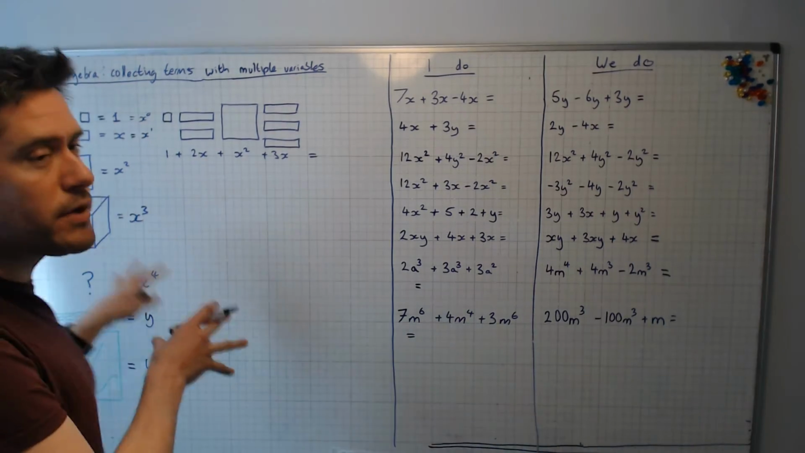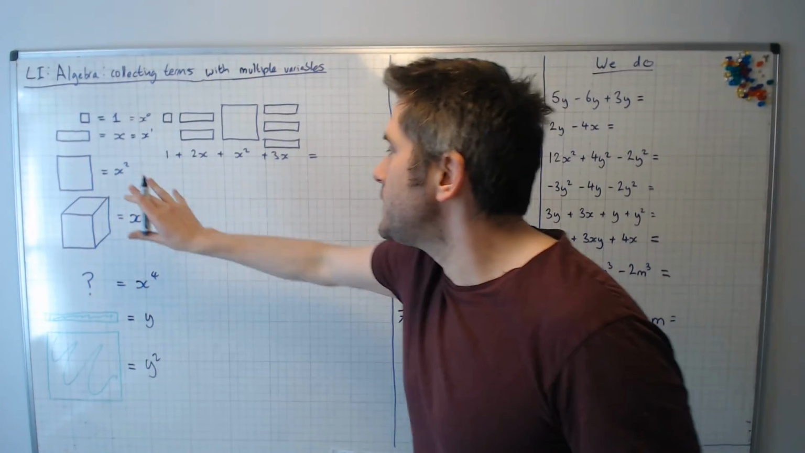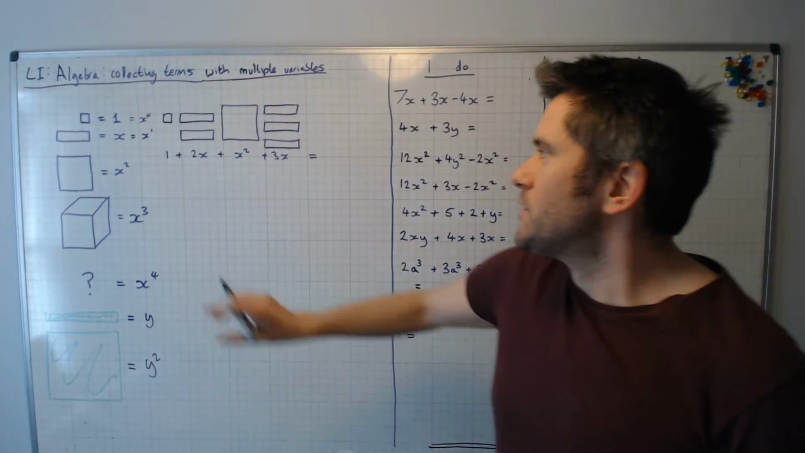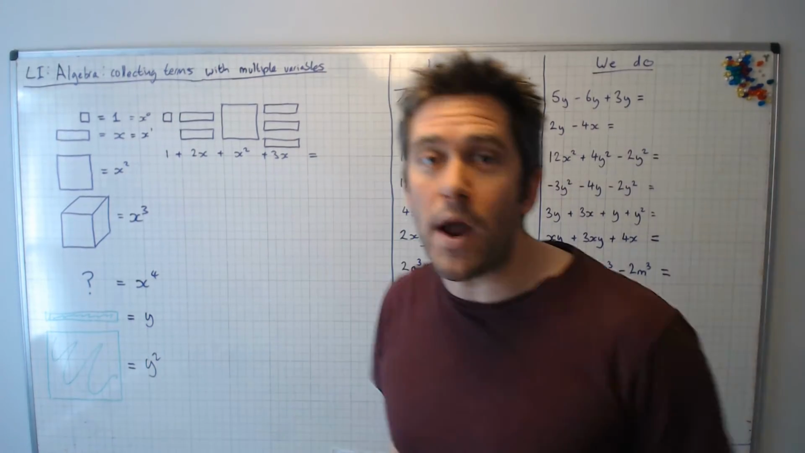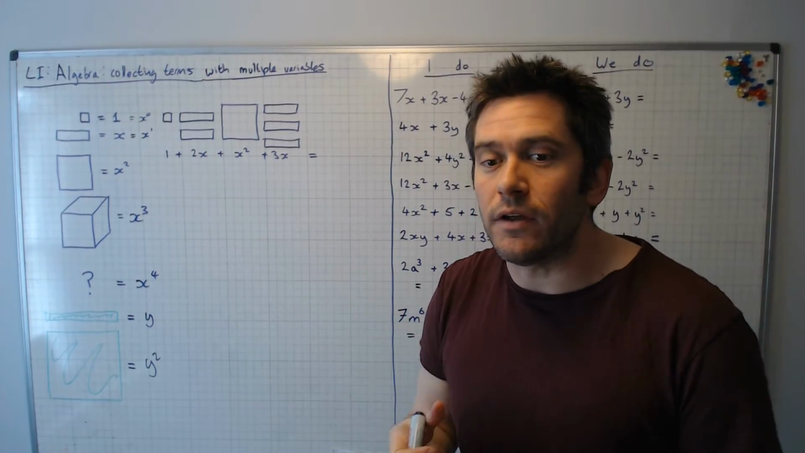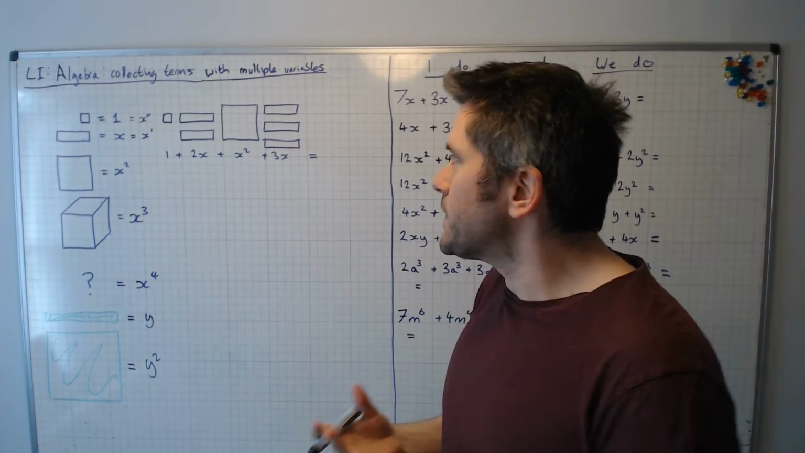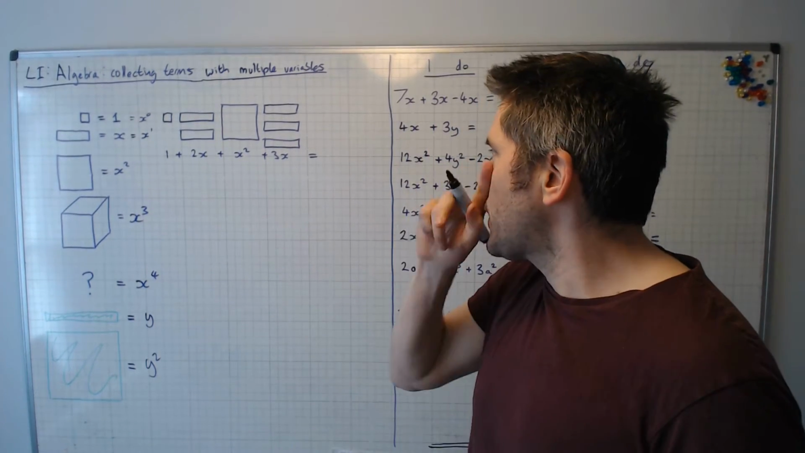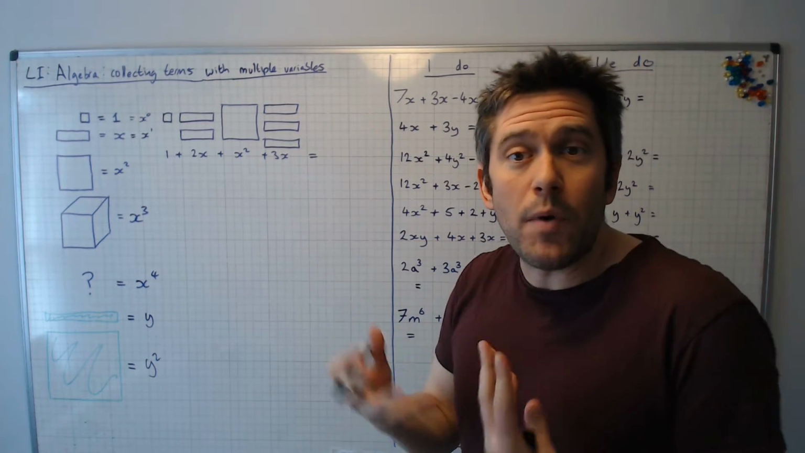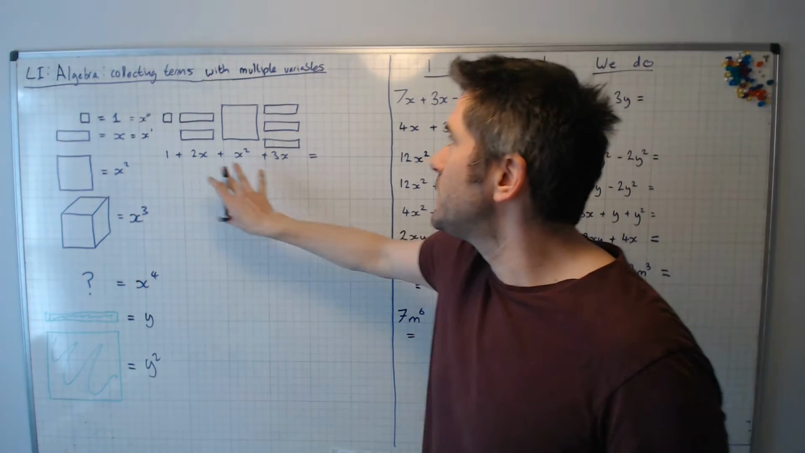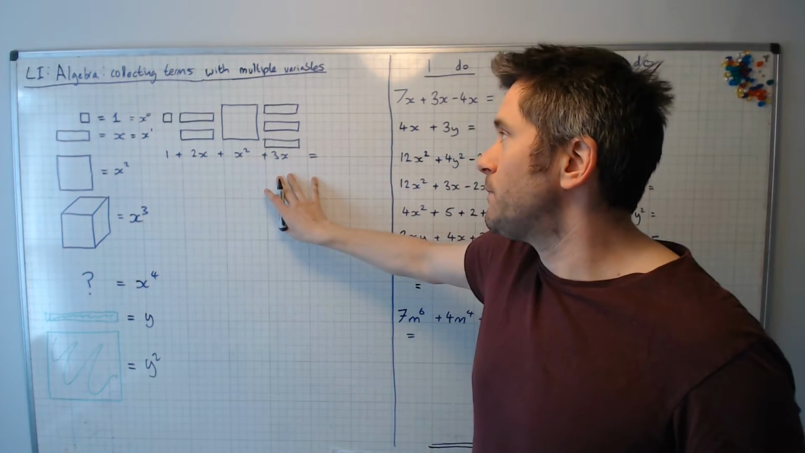So we've got different building blocks. The important thing to note here is these are different blocks from each other. So an x squared is different from a y squared, so we cannot add those together. We can only add these together if they're exactly the same as each other, if they look exactly the same as each other. Okay, let's just remind ourselves of how we were adding these terms together when we just had the one variable, the one letter.